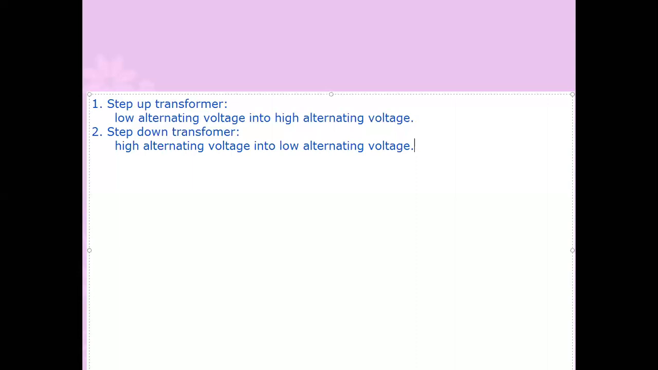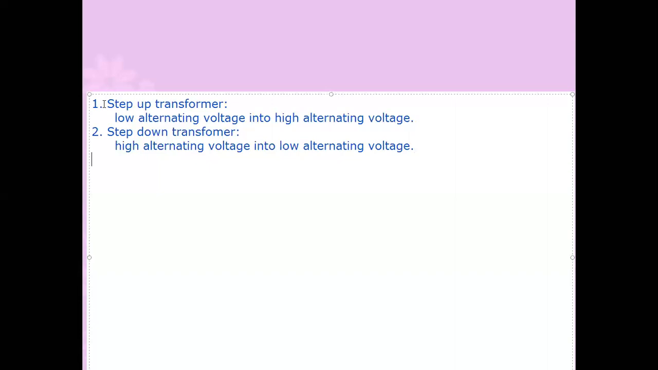So it converts high alternating voltage into low alternating voltage. So this is the step down transformer. Number of turns in the secondary coil we note as Ns, and Np means the number of turns in the primary coil. Vs means the voltage in the secondary coil.